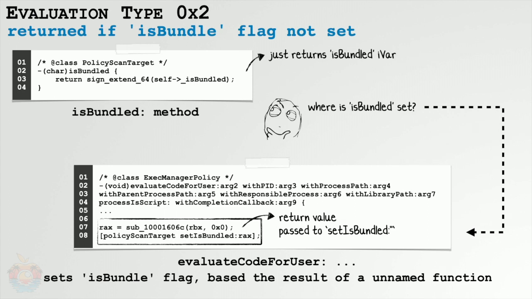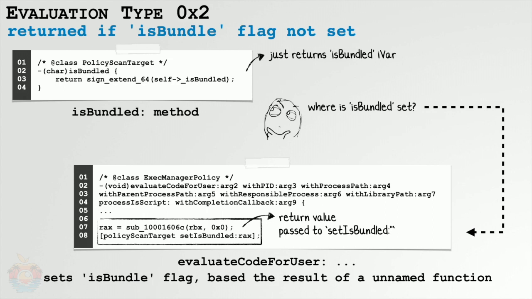So if we look at the isBundled method, it turns out just to return the value of an instance variable. So that's not really that helpful. However, we now have a name of an instance variable, isBundled, and we can look elsewhere in the disassembly of SysPolicyD to see ultimately where this is set. We can see that on the slide.